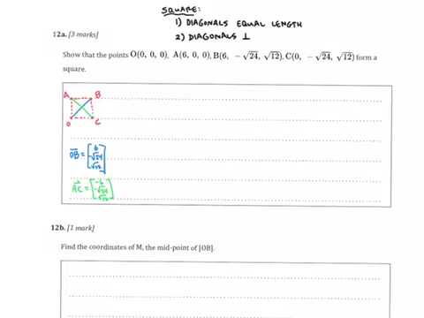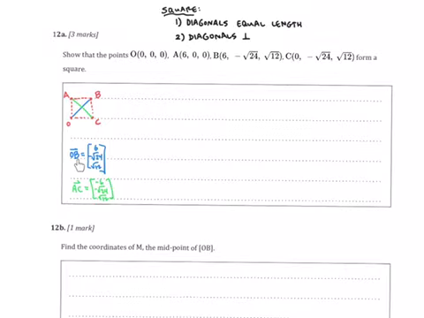12A is 3 marks, says show that points O, A, B, and C form a square. Now back to geometry. In order for a quadrilateral to be a square, diagonals have to be equal in length and perpendicular. So I've gone and sketched OABC right here. Here's OB, here's AC, and I've done the math on finding their vectors, right?